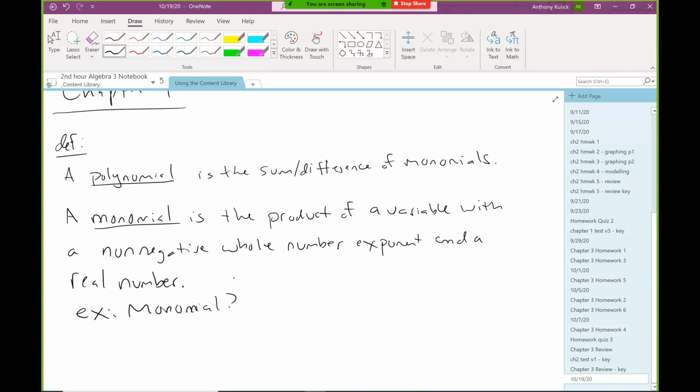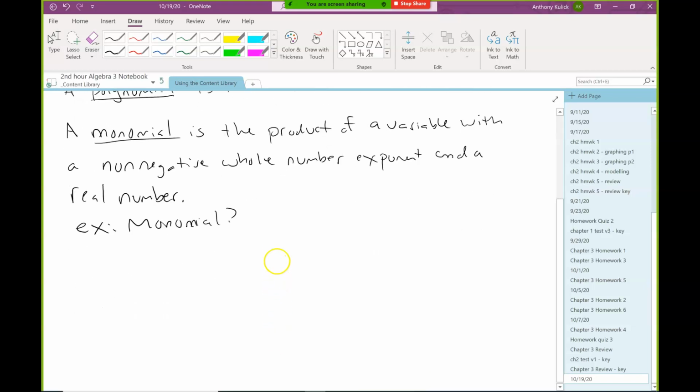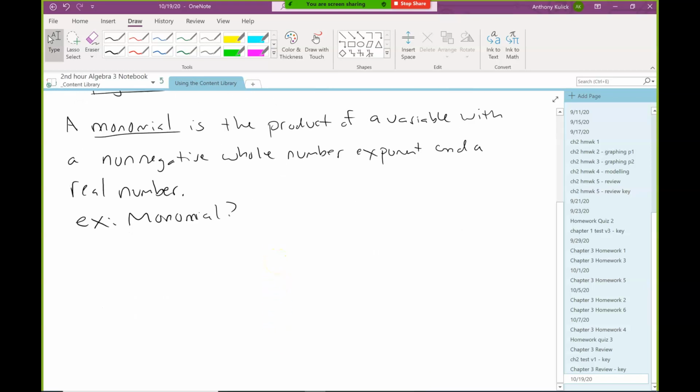All right. So we're just going to do some examples here. We're going to decide whether these objects that I write down meet the criteria of being a monomial or not. Okay? How about 3x squared? So is this the product of a number and a variable? Yes. Does the variable have an exponent that's a non-negative whole number? Yes. So what do we conclude then? This is a monomial.